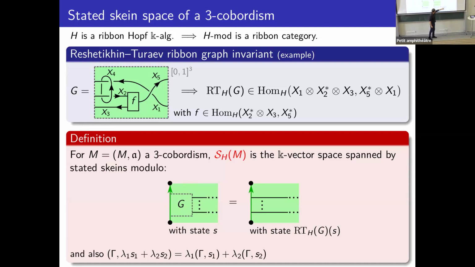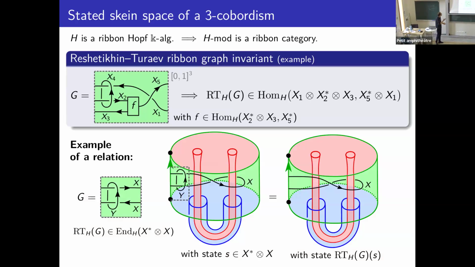Okay, and here you will have a state which is exactly on the target of the Reshetikhin-Turaev of G, which is here, okay, and which corresponds to these strands. And there is also some relation telling that states are linear in some sense. You want states to be linear. I think there is an example to make this clearer.